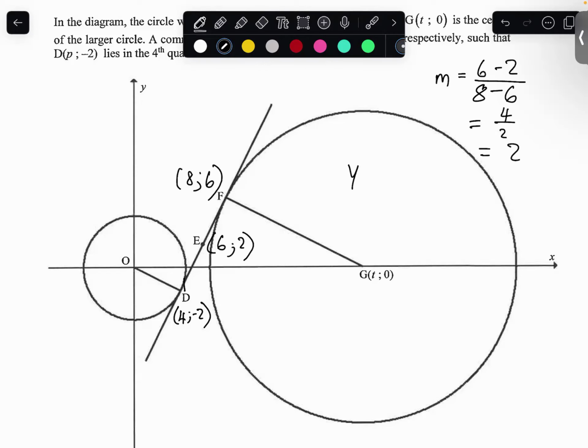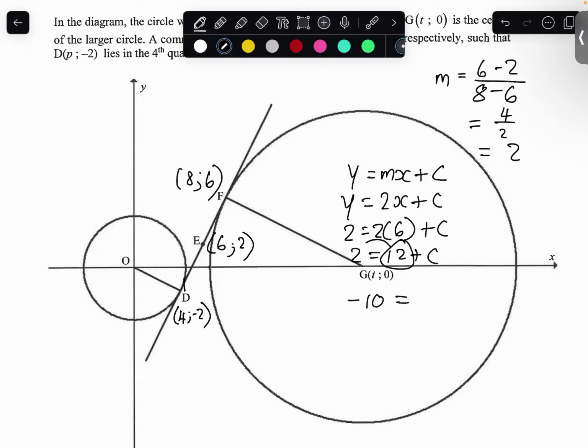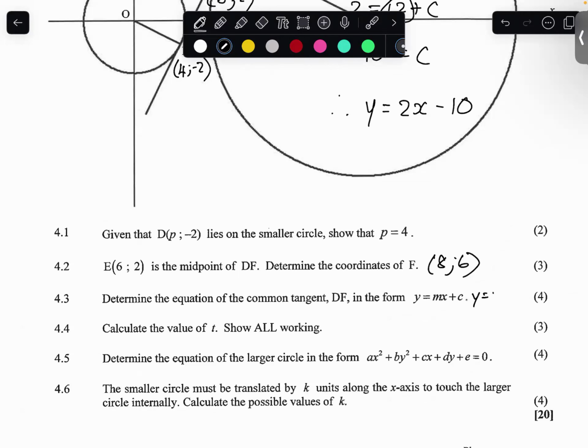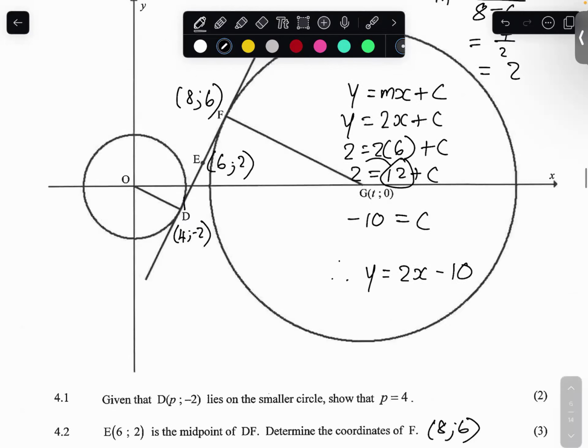And then we're going y is equal to mx plus c. This is y is equal to m is 2x plus c. I need a set of coordinates in place of x and y to solve for c. Any set, we're going to go with the (6, 2) again. It's going to give me 2 is equal to 2 into 6 plus c. That gives me 2 is equal to 12 plus c. Take that 12 over. It gives me minus 10 is equal to c. And so therefore the equation of this tangent is y is equal to 2x minus 10. Let's put that in. That's y is equal to 2x minus 10.